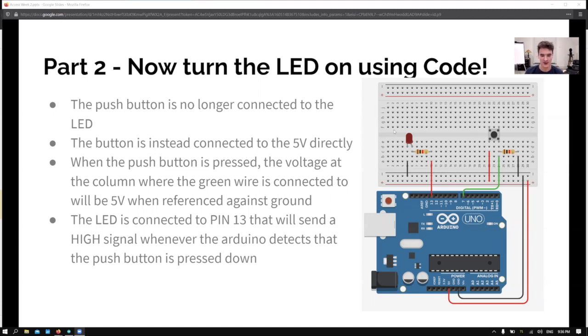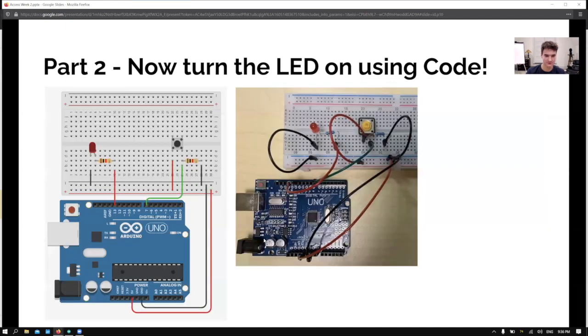The LED is connected to pin 13. You can see that here. And that will send a high signal whenever the Arduino detects that the push button is pressed down. Okay, and here's a built image of what this diagram would look like. Again, you can see that it goes to 13. And again, the Arduino will know that when the button is pushed down, there will be a high message sent to 13.